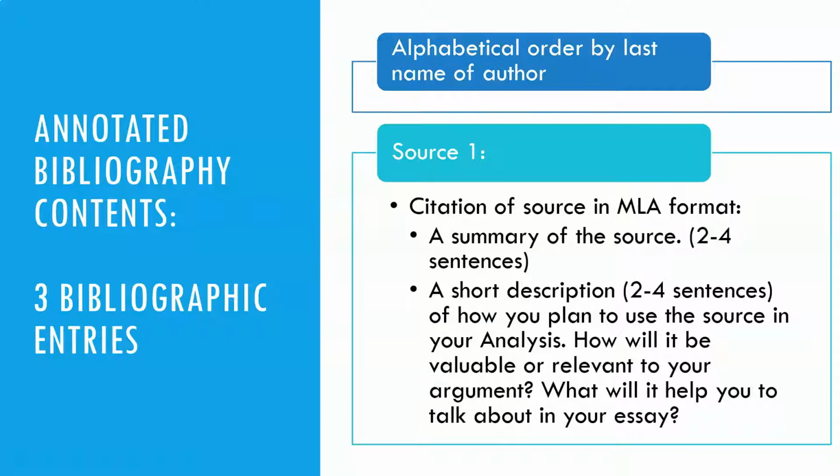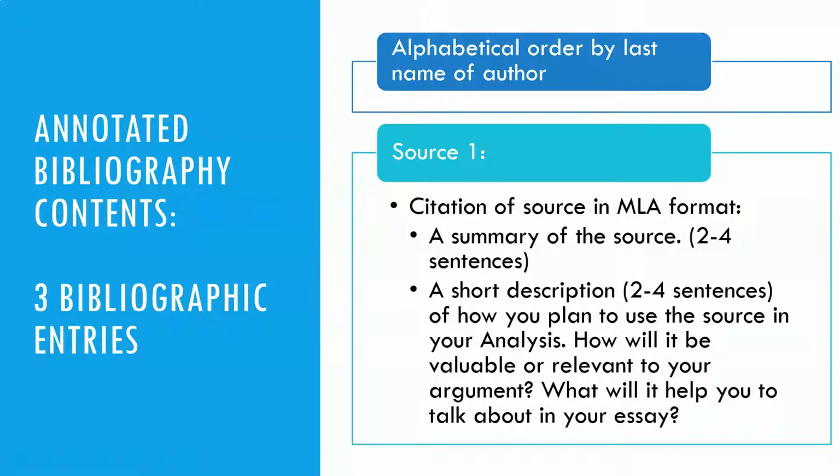And so we set it up initially like a works cited page. I've listed a citation of my source, its author, its title, all that good stuff. And then underneath the citation, I add a summary of my source and a short description of how I plan to use it. And like the works cited page, I'm going to list my sources in alphabetical order by the last name of the author.